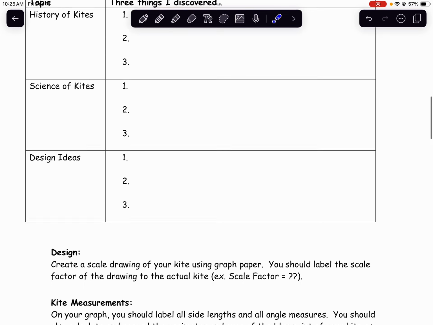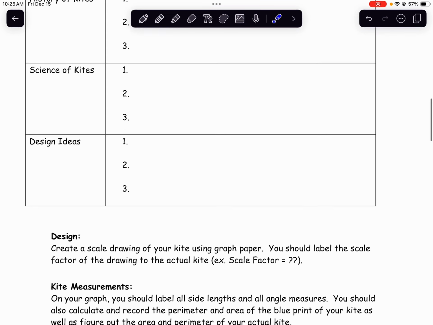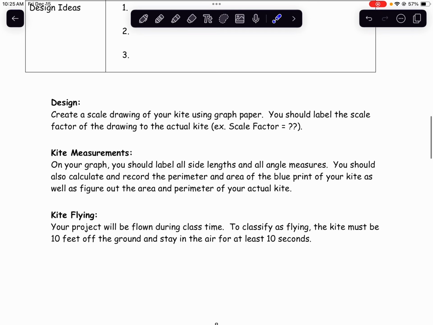Okay, so once you have all that done, before you actually start building them, you have to create a blueprint, okay? And so it says create a scale drawing of your kite using graph paper. Now, I'll go through to show you how to put graph paper on here in case you forget, but you have to label the scale factor of the drawing and the actual kite. If you forget how to do that, you might want to look back in your notes. I believe it's on the first chapter of triangles. I think so. So maybe chapter 3, chapter 4. I would look somewhere around there.